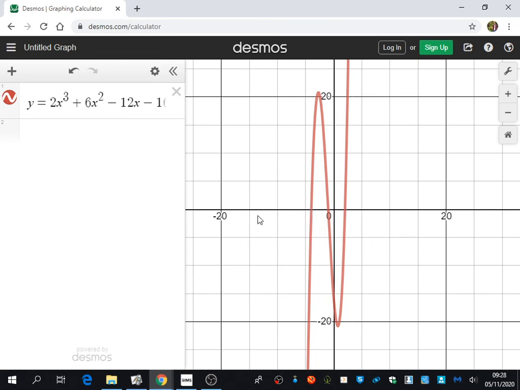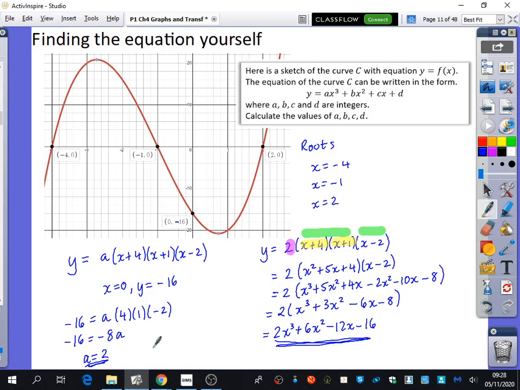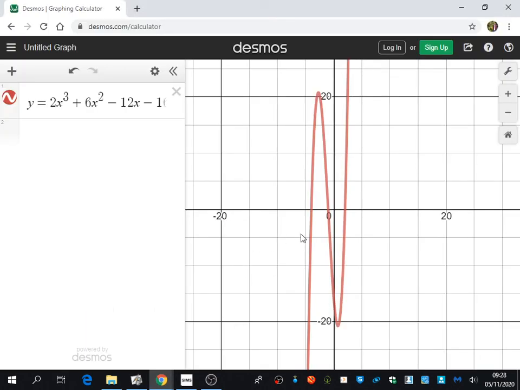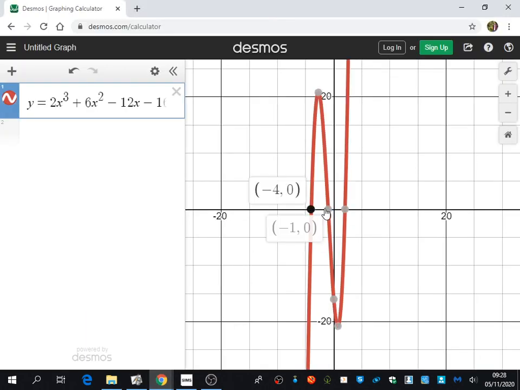If you look at the axes I've got here, it's going from minus 20 to 20 and 20 to minus 20. But if you go back here, the axes are from 20 to minus 20, but I've stretched these out, so it's going from minus 4 to 2. So I've just zoomed in a different kind of way. But it still has the features of crossing at minus 4, minus 1, and 2, and it crosses on the y-axis at minus 16. Okay?